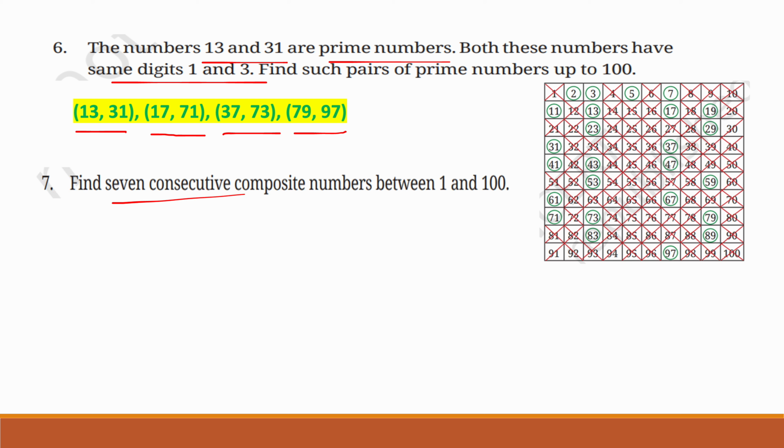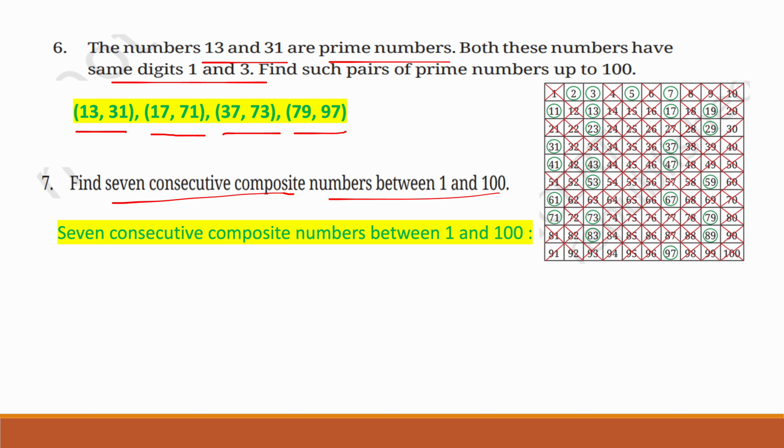Find 7 consecutive composite numbers between 1 and 100. So composite numbers have more than 2 factors. So we have to write 7 consecutive composite numbers. Consecutive composite numbers means they follow each other in sequence. So 7 consecutive composite numbers between 1 and 100 are 90, 91, 92, 93, 94, 95, 96. These are 7 consecutive composite numbers.